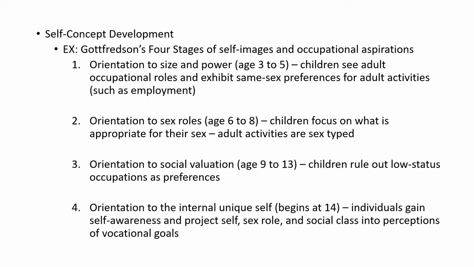Two, orientation to sex roles, from ages 6 to 8. Children focus on what is appropriate for their sex. Adult activities are sex-typed. And again, we are a very gendered society, and this is what we're talking about when we're talking about children observing and then going, hey, this is what girls do, this is what boys do.